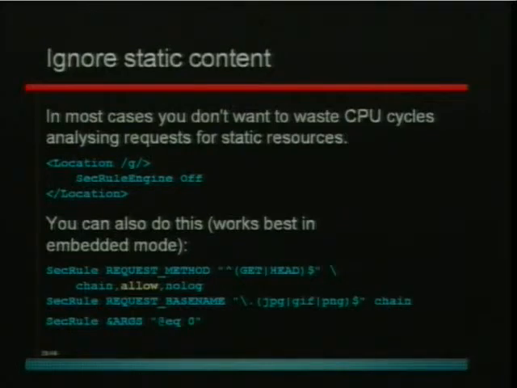We have a different way to do the same thing, and this is a chained rule that consists of 3 different rules. In the first rule we look for a GET or HEAD request. If it's a GET or HEAD, and if the file name ends in JPEG, GIF, or PNG, and if there are no parameters in the transaction, we can skip that processing. We invoke an action called allow, which basically tells ModSecurity to stop processing this particular transaction. So this is a handy way to increase performance of ModSecurity without actually having to go inside and look into where static pages actually are.